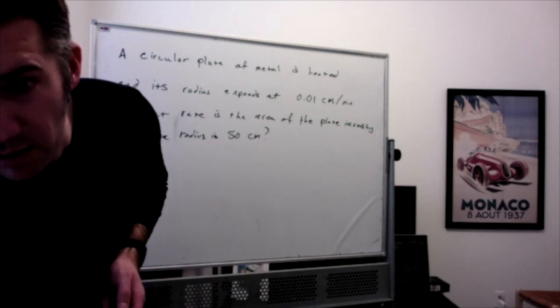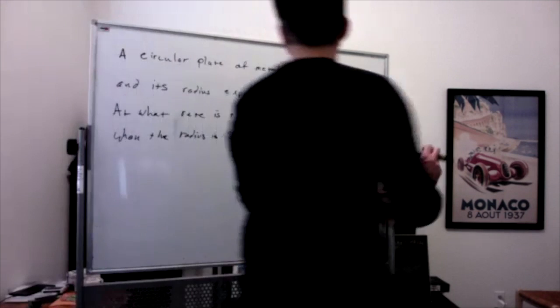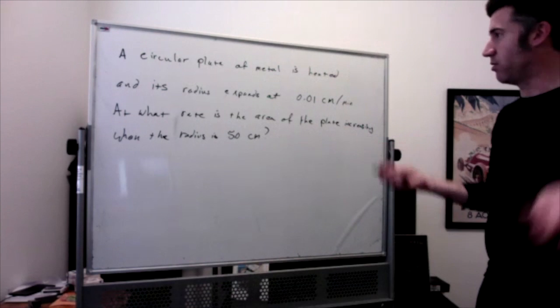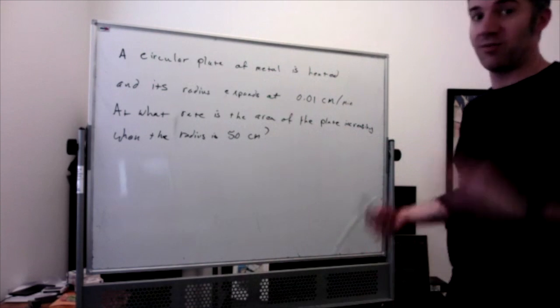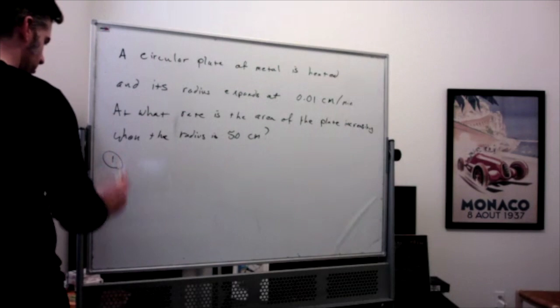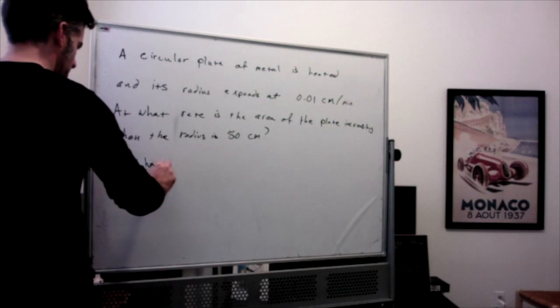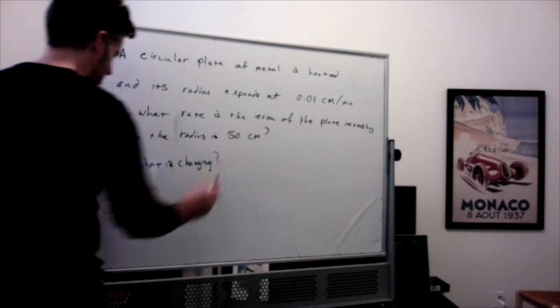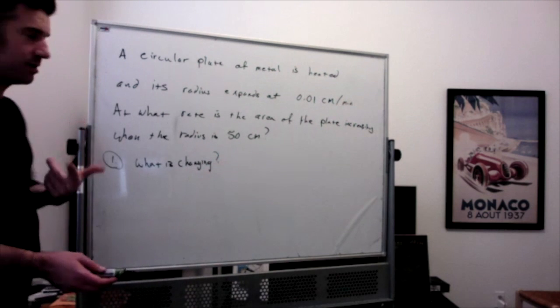All right, so this is the second. And again, maybe not again, related rates, I kind of have a 4-step process I like to use. First step, what's changing? So in this case, the things that are changing are the area and the radius.